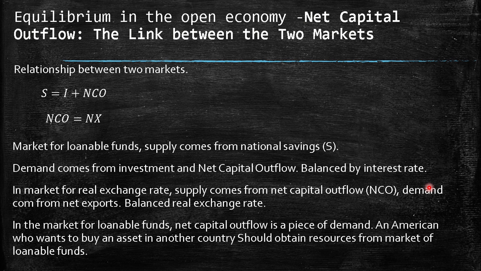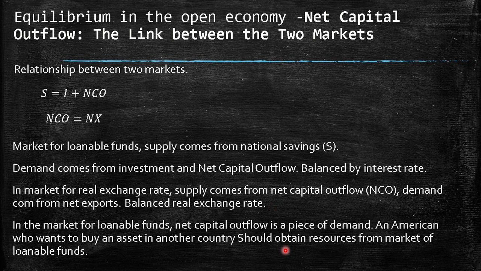So then we know that in the market for loanable funds, supply comes from national savings. They should be provided by the savers. And demand comes from investment and net capital outflow. So it is balanced by the interest rate. The other market, which is the market for the real exchange rate, the supply comes from the net capital outflow, and the demand comes from net exports. And this is balanced by the real exchange rate.